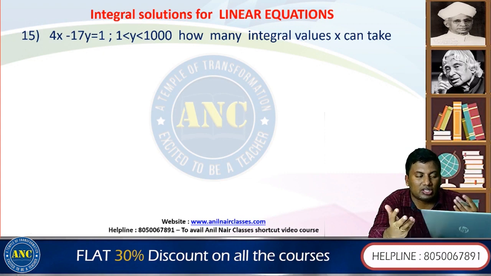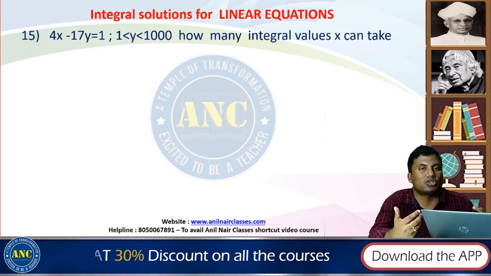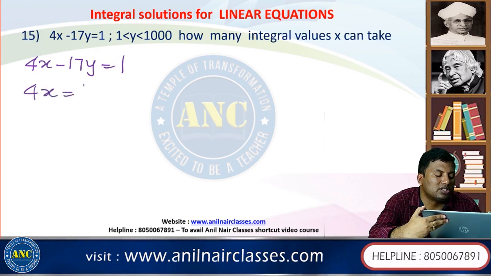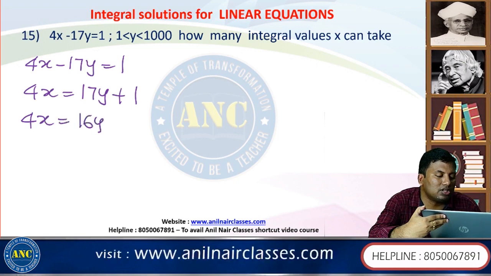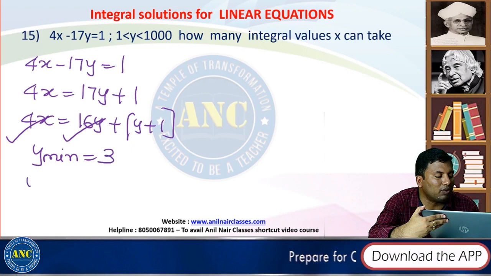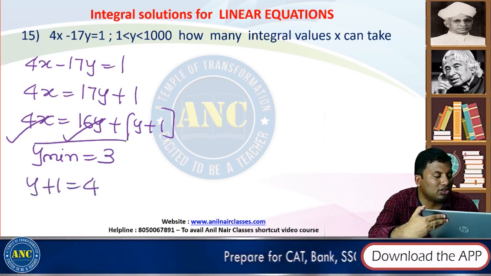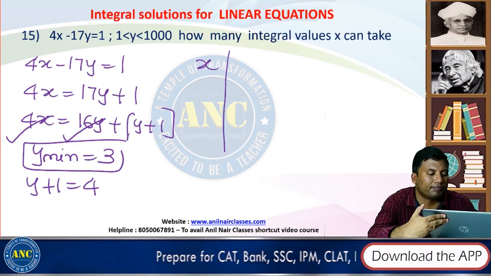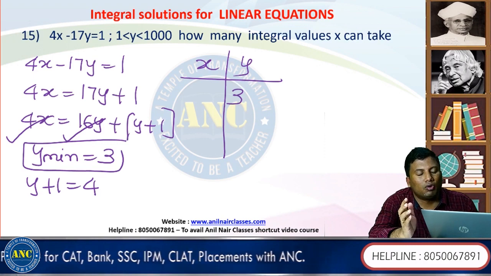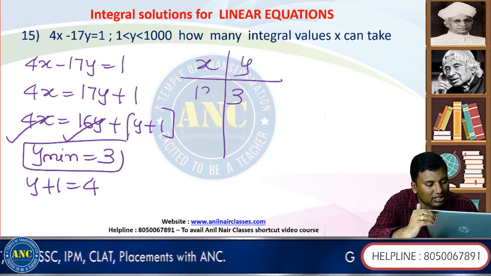Just to give you another understanding of this question, I will solve question number 15. 4x minus 17y is congruent to 1. 4x is 17y plus 1, which is 16y plus y plus 1. 16y is divisible by 4, so y plus 1 must be divisible by 4. Y minimum is 3 because y plus 1 is 4. If y minimum is 3, 4x minus 51 is 1, so 4x is 52 and x is 13.